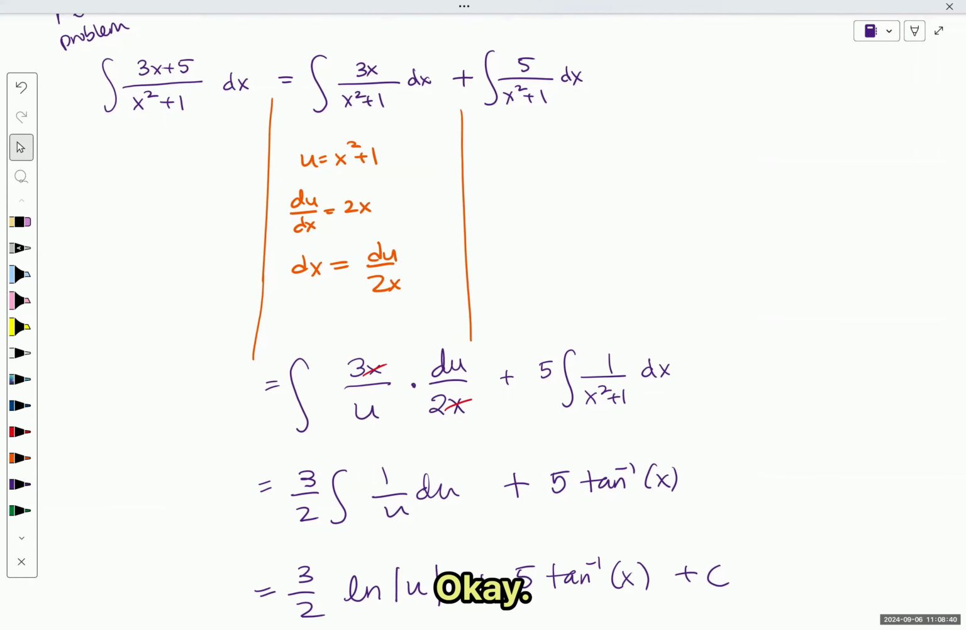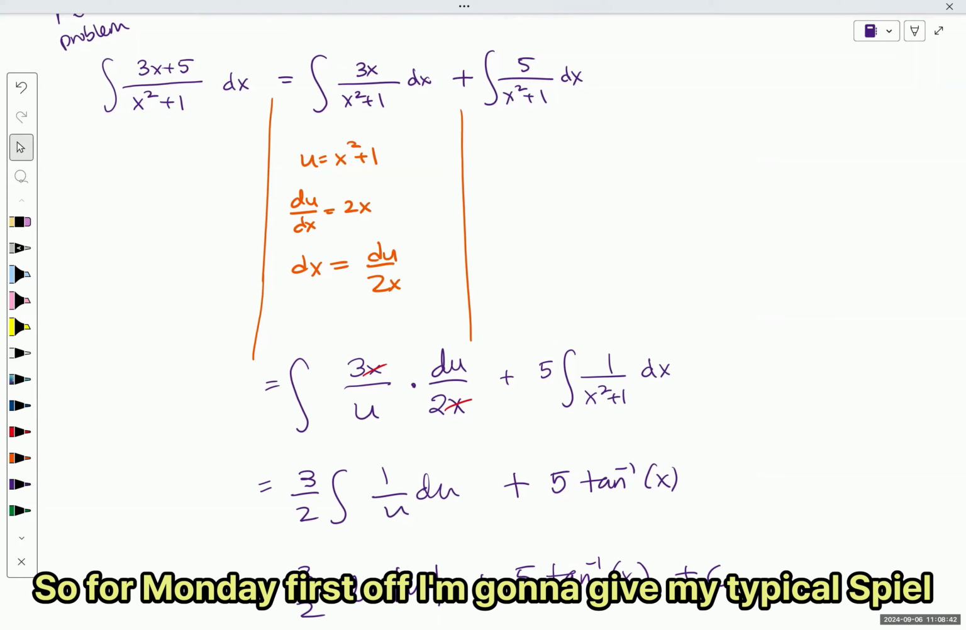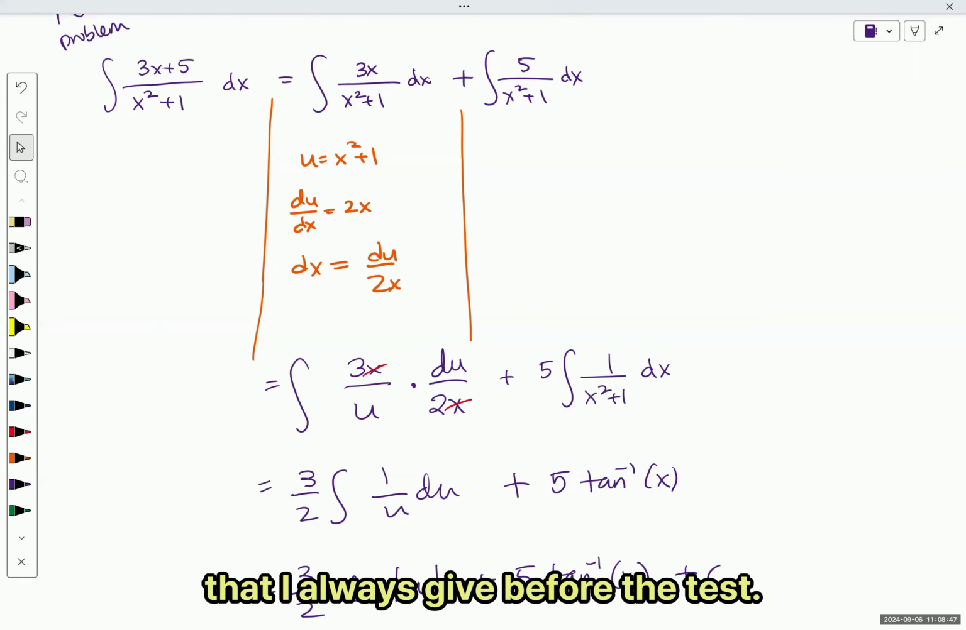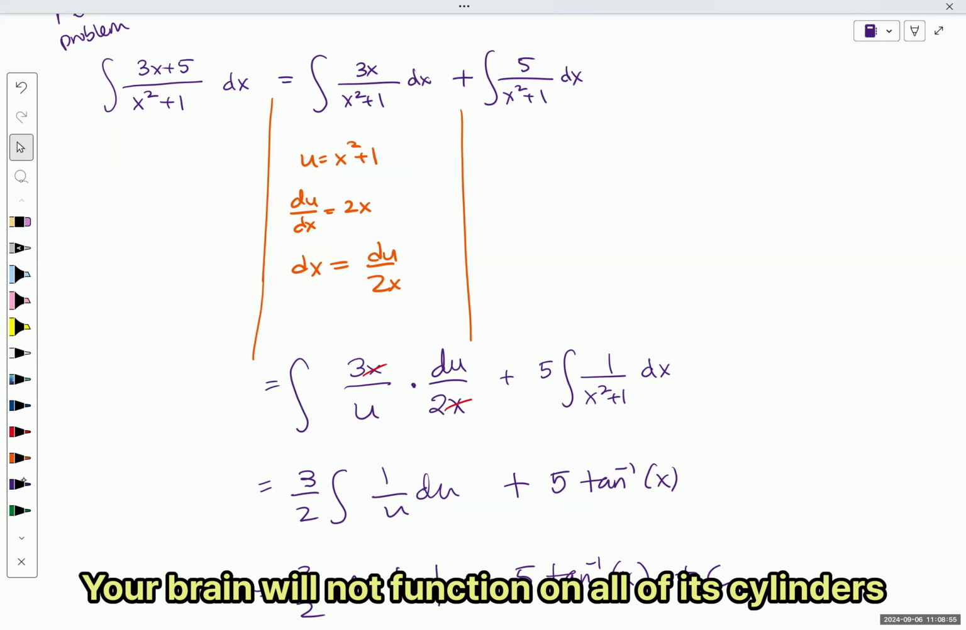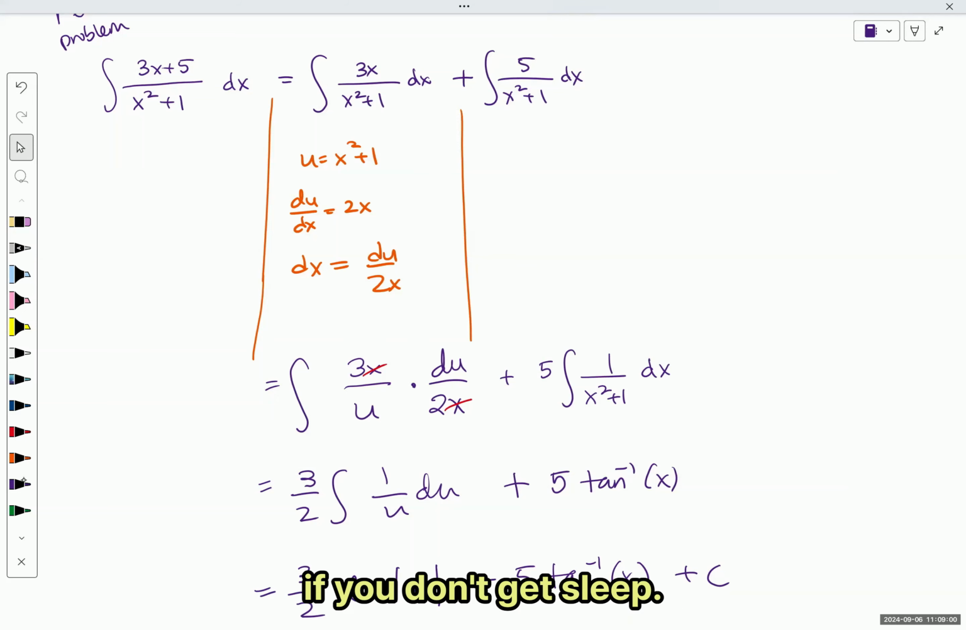Is that okay? Okay. So for Monday, first off, I'm going to give my typical spiel that I always give before the test. Try to get sleep. I know it's going to be hard. It's going to be tempting for you to stay up all night and study, study, study. Your brain will not function on all of its cylinders if you don't get sleep.